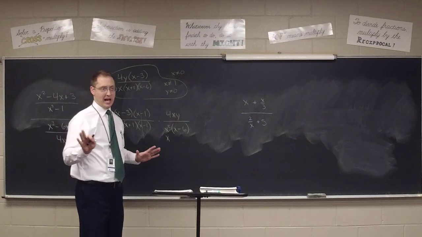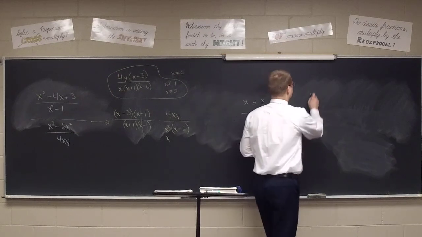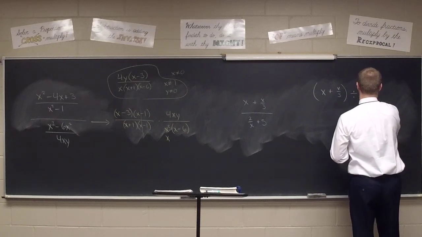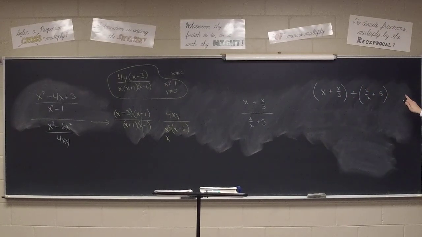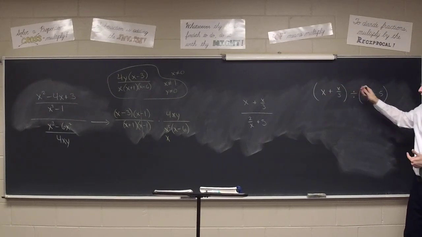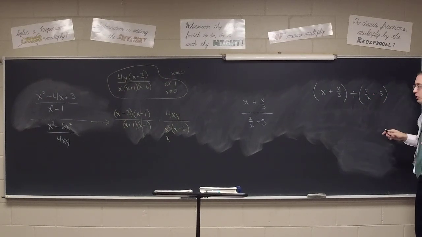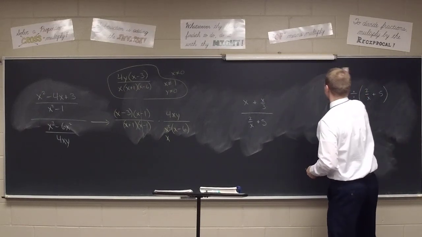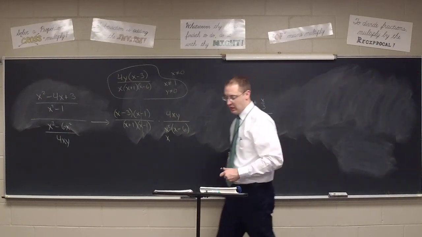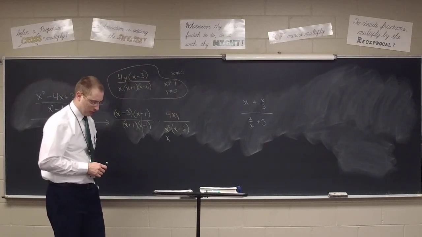Now, technically, class, this is a division problem. But if you were to copy it down, don't do this, you would have to put in parentheses x plus x thirds divided by 2 over x plus 5. And the reason you have to write it this way is it's not just one fraction. You have to make it one fraction. And you aren't ready to multiply by a reciprocal because this is not one fraction. Does that make sense? So if you write this key step down, you have to get one single fraction over one single fraction.